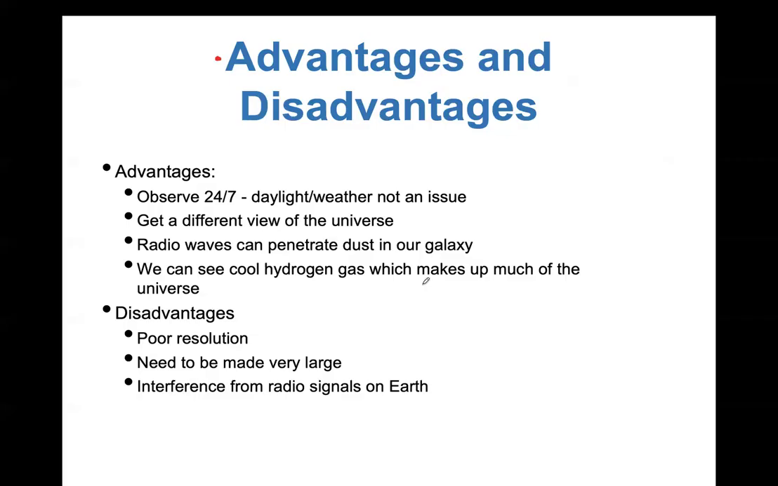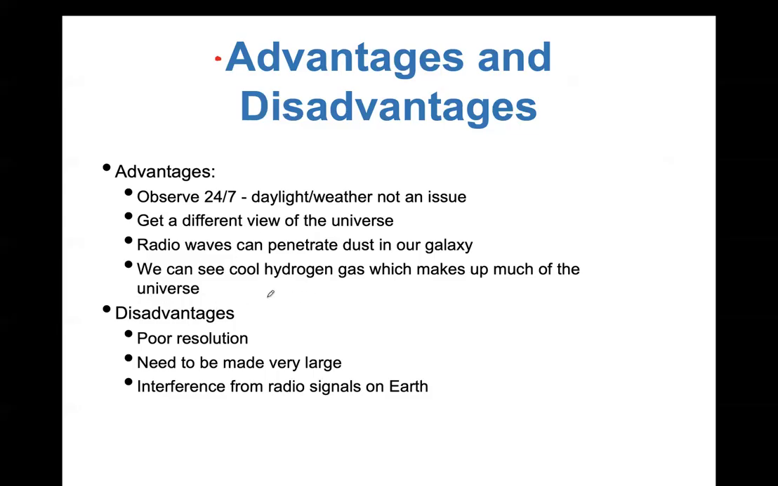And it allows us to see cool hydrogen gas, which is really important because hydrogen is the primary building block of the universe. It's the most common element out there. And it turns out that a lot of times it has signals that are in the radio range. There are really important key signals that correspond to radio and allow us to map things really effectively.